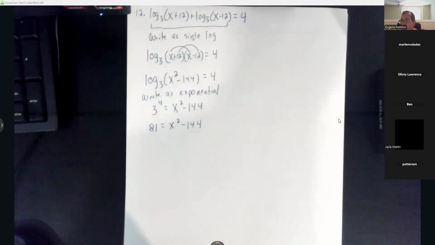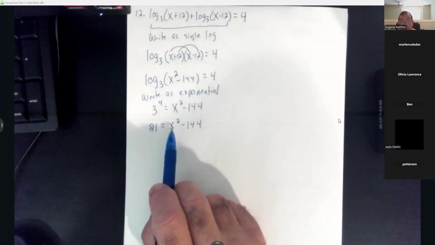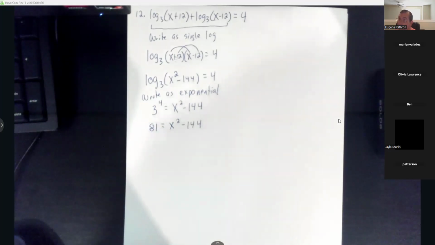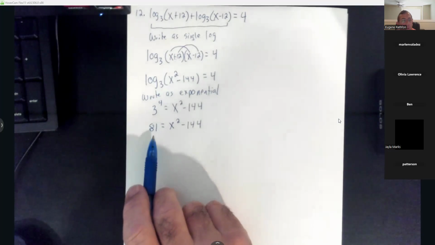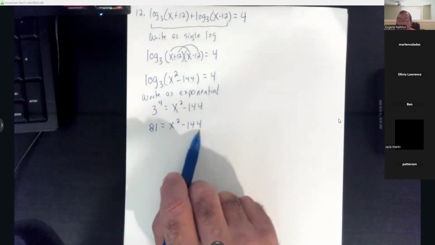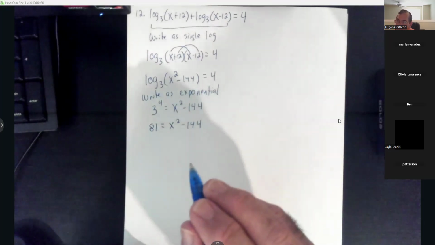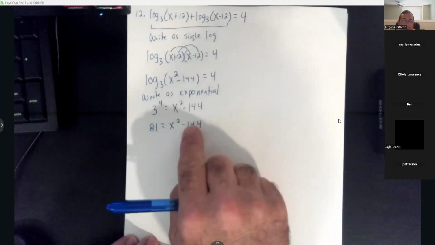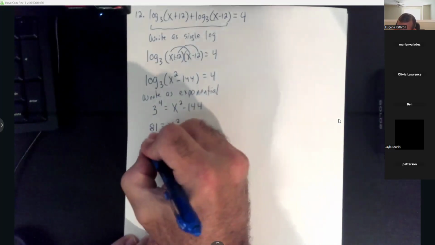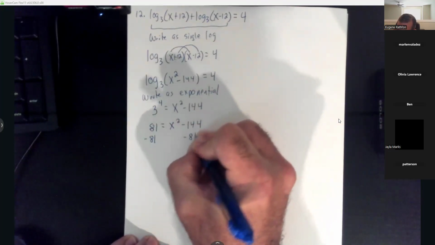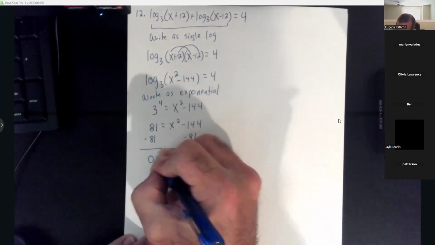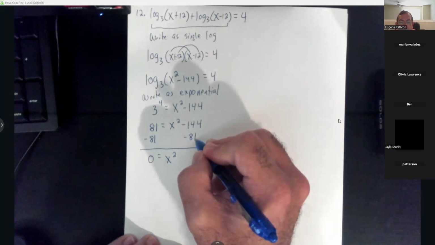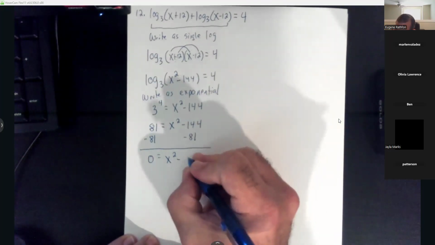Y'all, there's two ways you can solve this. Since it's an x squared and just numbers, you can add 144 to both sides and do square roots, or you can subtract 81 from both sides and factor it. I've been doing a lot of the square roots in the past, so let me do one where we actually factor it. I'm going to get a 0 on this side. That's going to give me 0 equals x squared, negative 144, negative 81, gives me a negative 225.